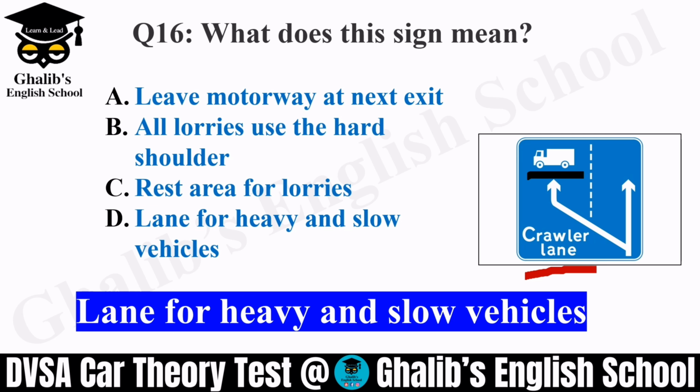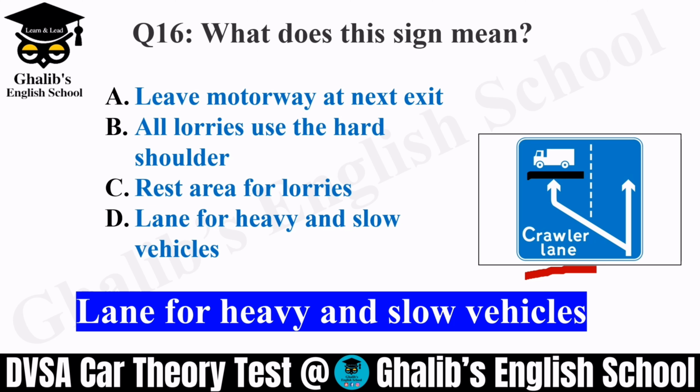So for safety reasons, all the lorries which are really loaded and heavy move into this lane, especially on an uphill gradient. So this is for safety. In case they roll back, they're not going to hit the normal cars or family cars. It's for safety reasons. That's why they have a separate lane.